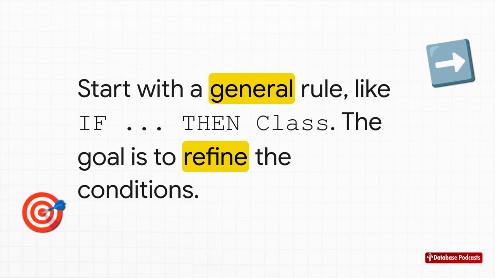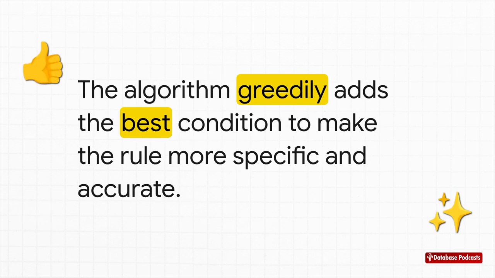Okay, let's make this real. We'll use a classic example, trying to figure out which trains are heading east. So the algorithm kicks off with the most general, broad rule you can imagine. If anything, then the train is eastbound. Obviously, that's not super helpful just yet. So, the next step is what's called a greedy step. And all that means is the algorithm looks at all the possible conditions it could add, and it picks the single best one, the one that gives it the biggest accuracy boost right at this moment.